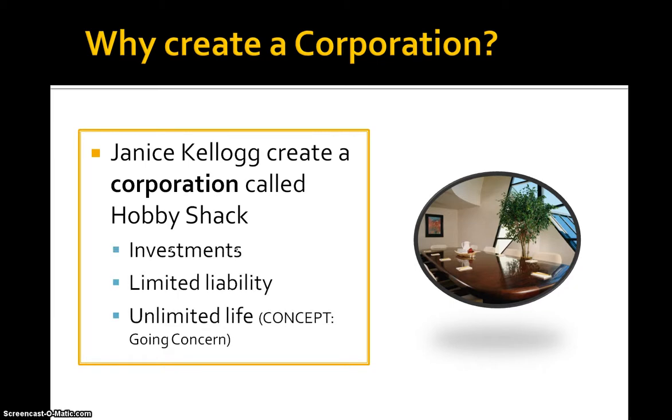Now, this particular business that we're dealing with is called a corporation, and one of the biggest things about a corporation that you need to know is that shareholders usually buy it to invest in it. It has a very limited liability, meaning that if you get sued as a business, the CEO and other managers won't necessarily get sued either. It has an unlimited life, meaning it'll keep going, and that's the accounting concept, going concern.